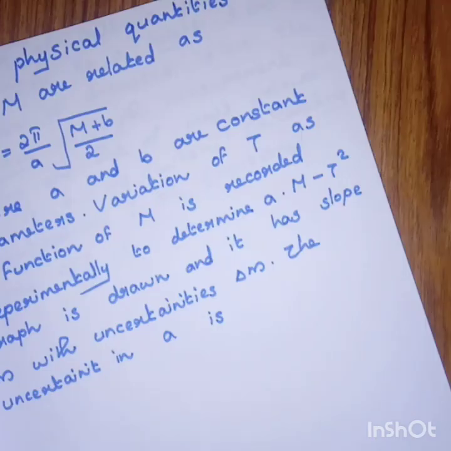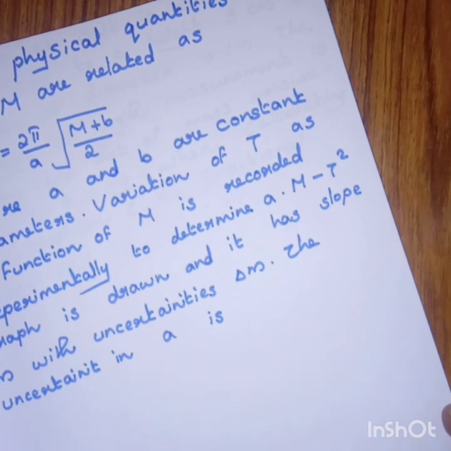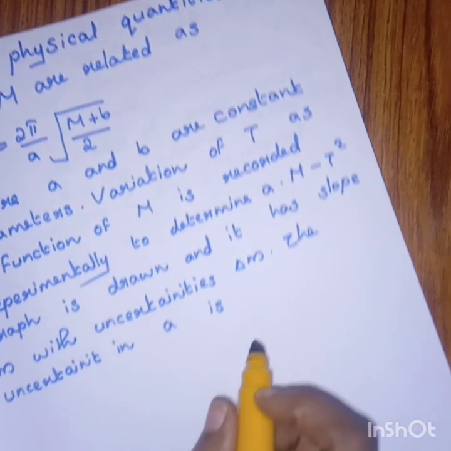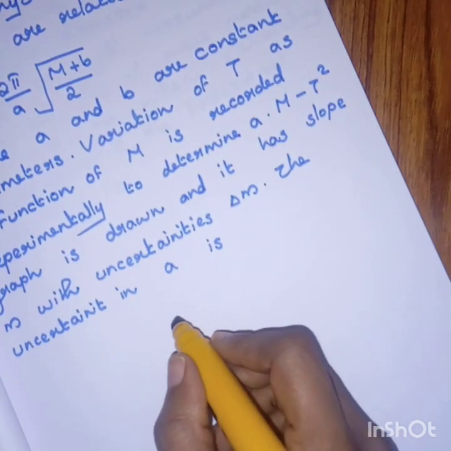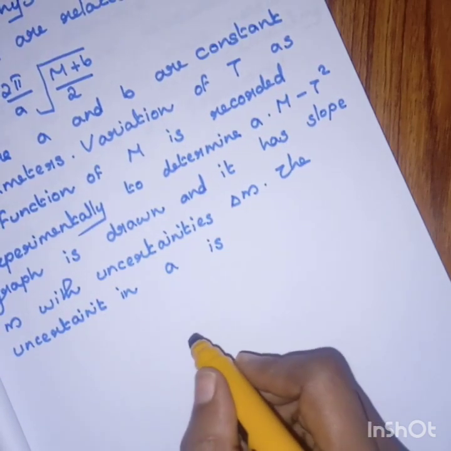The last problem is, two physical quantities P and capital M are related as P is equal to 2 pi by A under root (M plus B by 2), where A and B are constant parameters. Variation of P as a function of capital M is recorded experimentally to determine A. A P square versus M graph is drawn and it has slope small m with the uncertainty delta m. The uncertainty in A is, here there is given a relation between P and capital M.